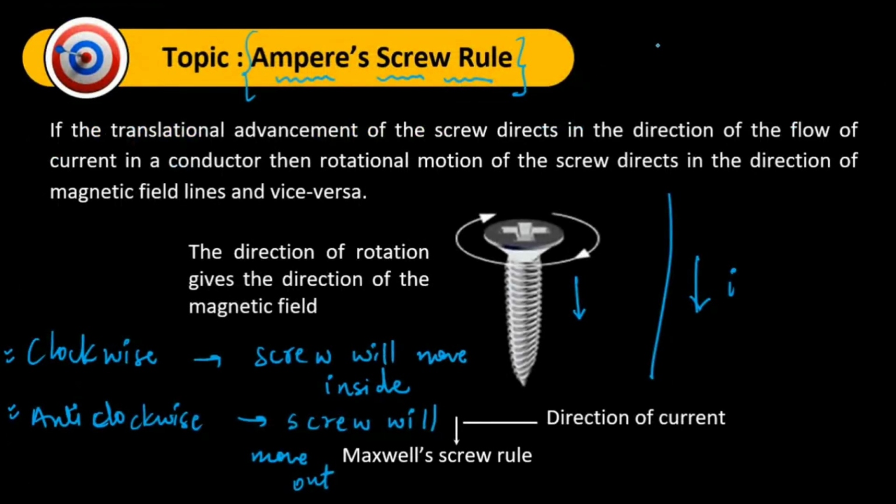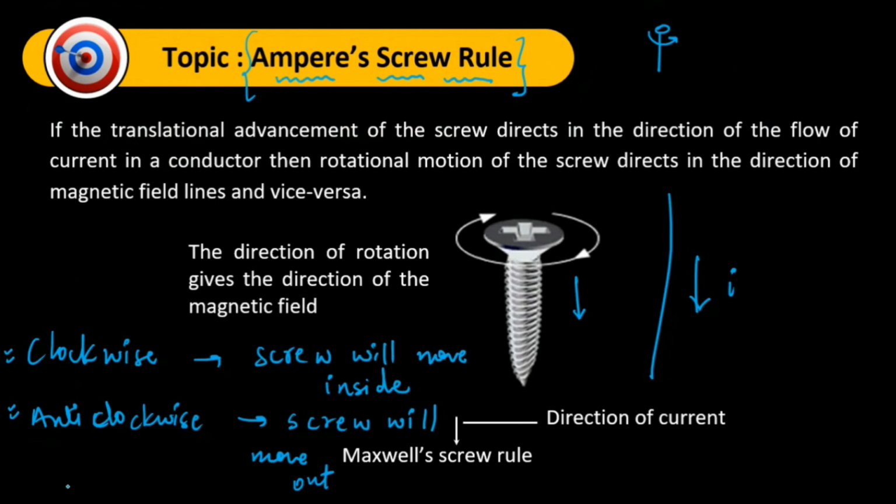So in whichever direction current is going, you just put a screw in that direction. And if you rotate it in clockwise or anti-clockwise direction, it will come out or it will go in. So that rotation will decide the direction of magnetic field. That is something which is very important. You can use these things to determine the direction of field.